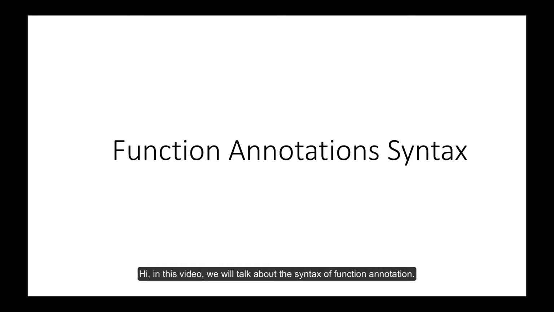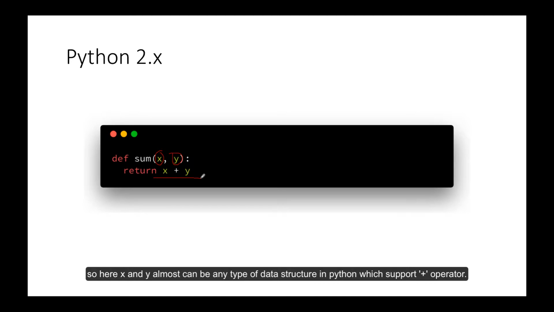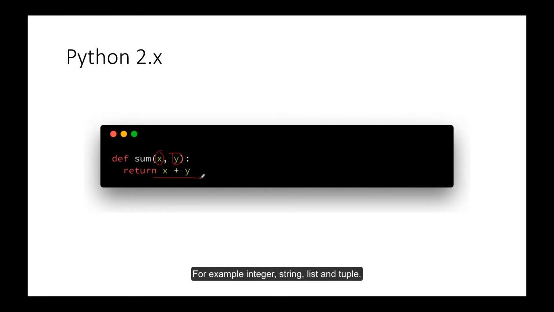Hi, in this video we will talk about the syntax of function annotation. In Python 2, if we define a function, for example sum, and this function has two parameters x and y, and the function will return x plus y. Because Python is a dynamic typing language, here x and y almost can be any type of data structure in Python which supports the plus operator, for example, integers, strings, lists, and tuples.